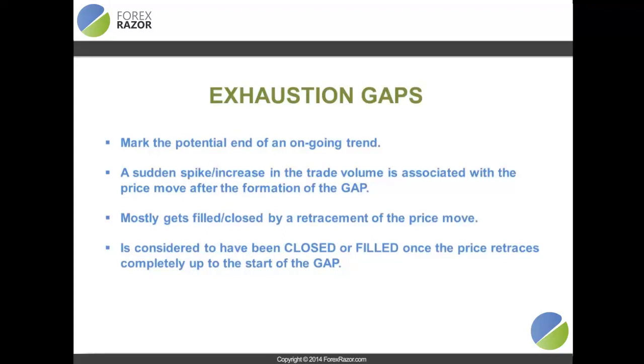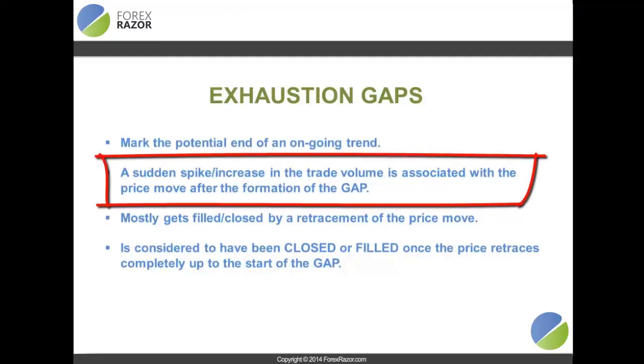Next, we have the exhaustion gap. Unlike the common gaps, these gaps are quite eventful and interesting to trade. Though formed in the direction of the ongoing trend, these gaps mark the potential end of the trend and are indicative of the trend reversal. The volume associated with the price move before the gap formation flattens, and then once the gap emerges, there is a sudden spike or increase in the trade volume associated with the price move after the formation of the gap.